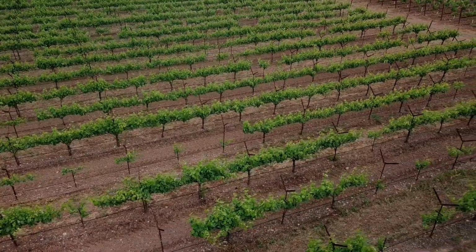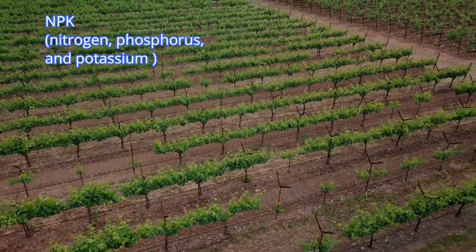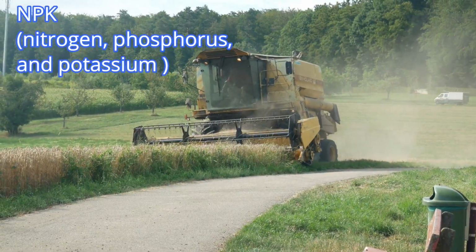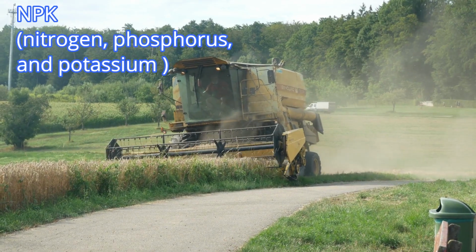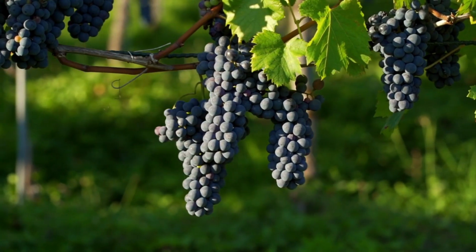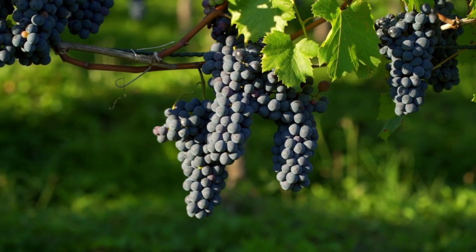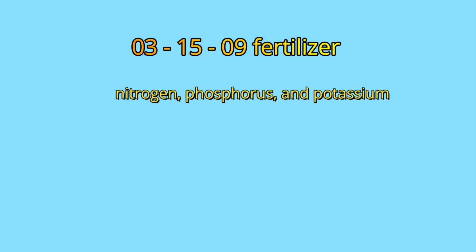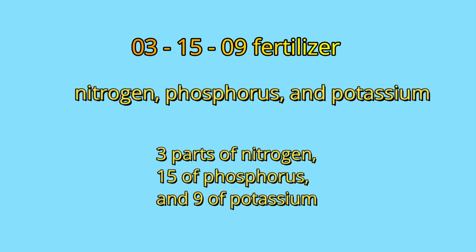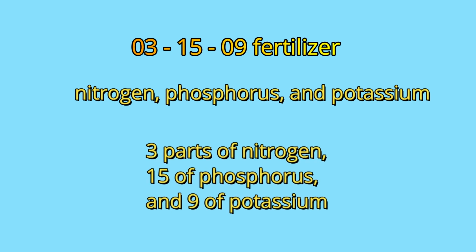The main nutrients needed by plants are nitrogen, phosphorus, and potassium, the NPK set, and they are called elemental macronutrients. As these nutrients are the most important for plants, fertilizers are defined from the proportion of these nutrients. Thus, a 3:15:9 fertilizer has in its composition the elements nitrogen, phosphorus, and potassium, in the proportion of 3 parts of nitrogen, 15 of phosphorus, and 9 of potassium.